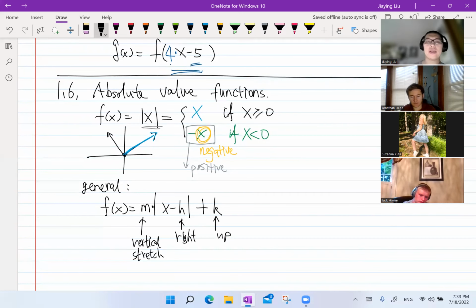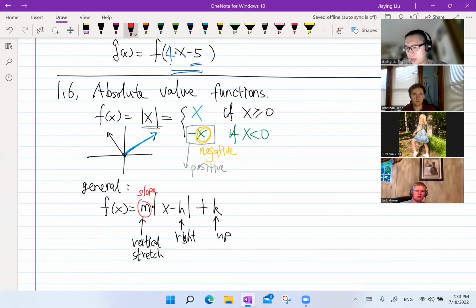But you can also think about this m. It's just the slope of each line. So the line on the right will have a slope m, and the line on the left is going to have a negative m as a slope. So that's that.